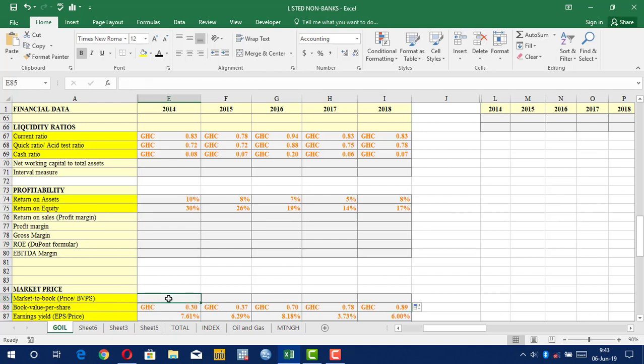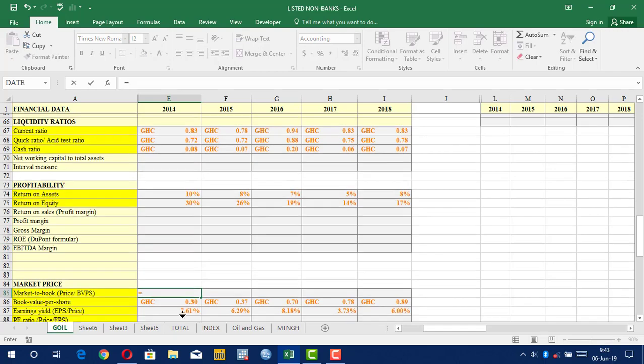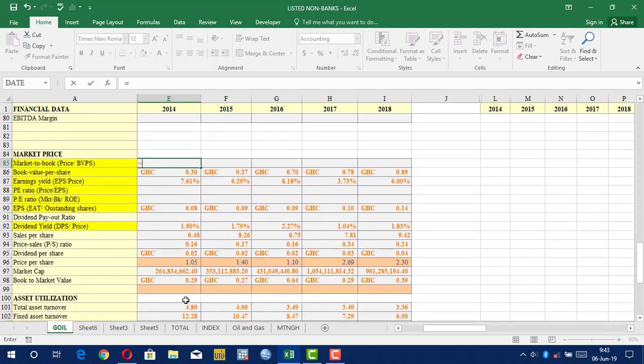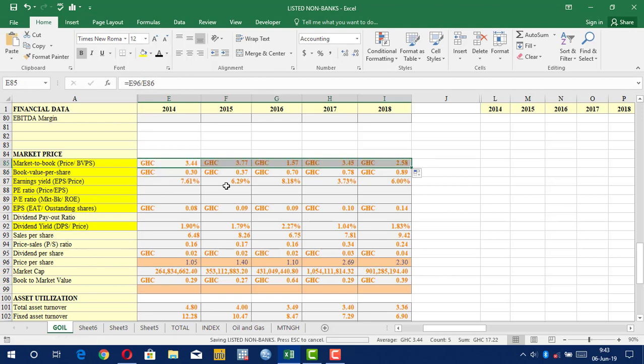Now let's look at the market to book value. All right, and then we'll do a proper analysis for the two. So market to book value is simply the price per share. The price per share will be the market price of the stock divided by the book value per share. Okay, so in here we are getting 3 cedis 44 pesos, sorry.